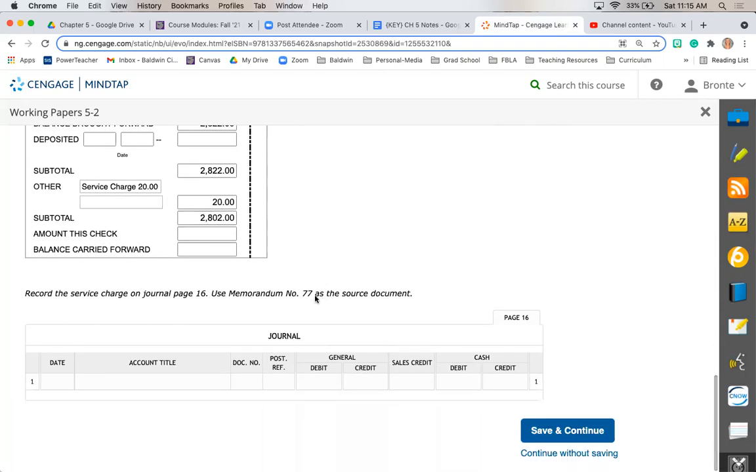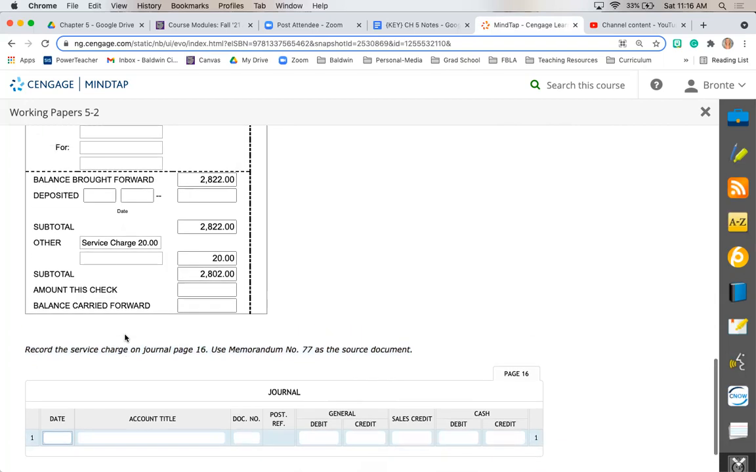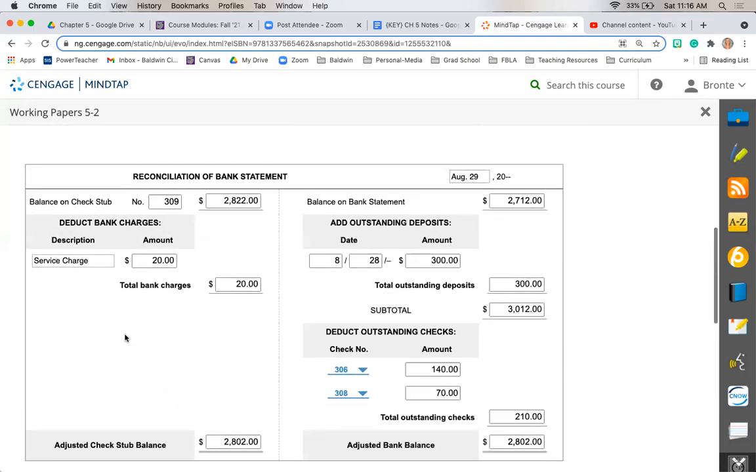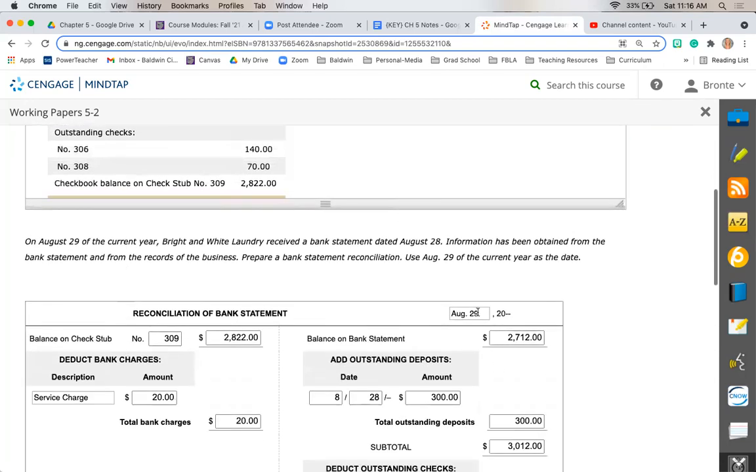Last thing we need to do is journalize this $20 fee. So recording the service charge on journal page 16, we're going to use memorandum 77 as our source document. So our date is August 29th.